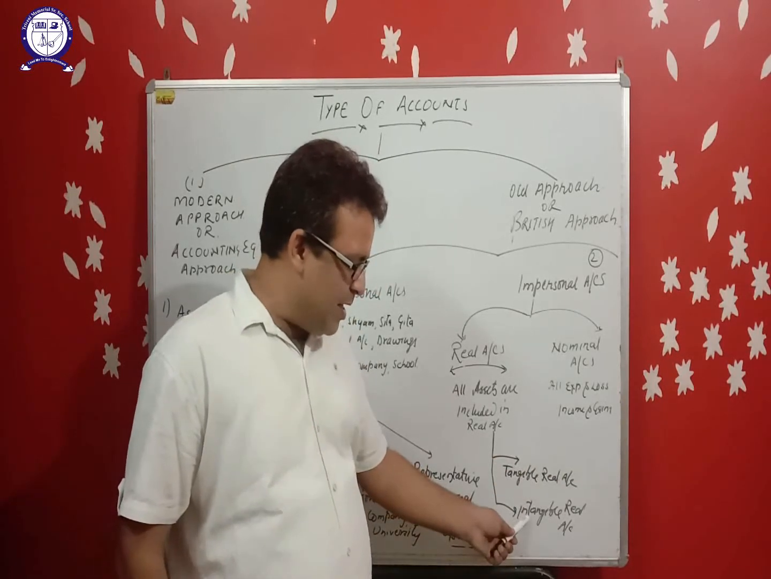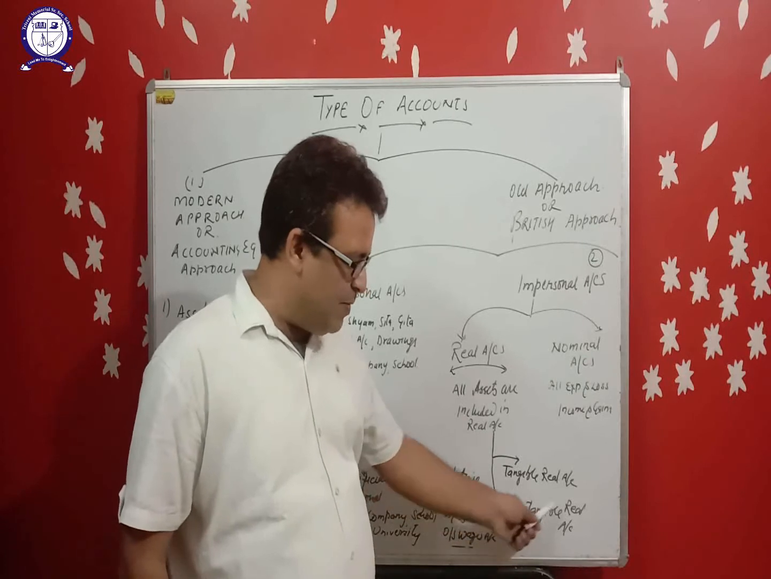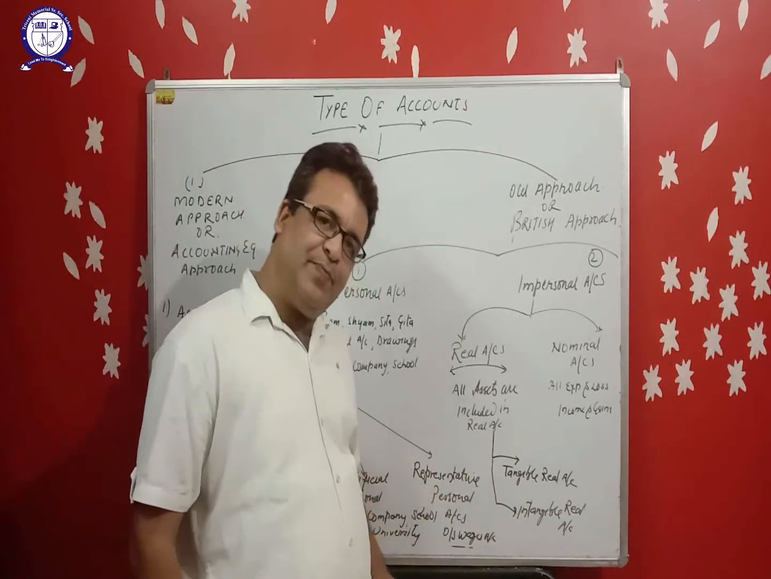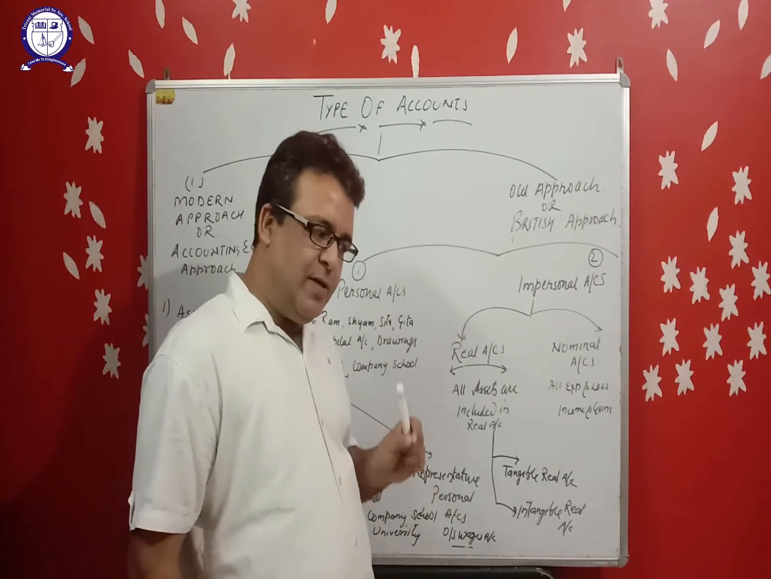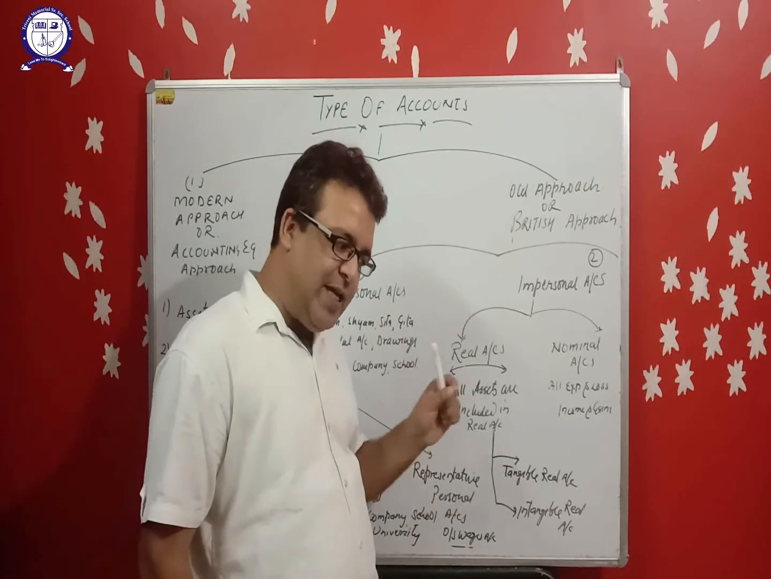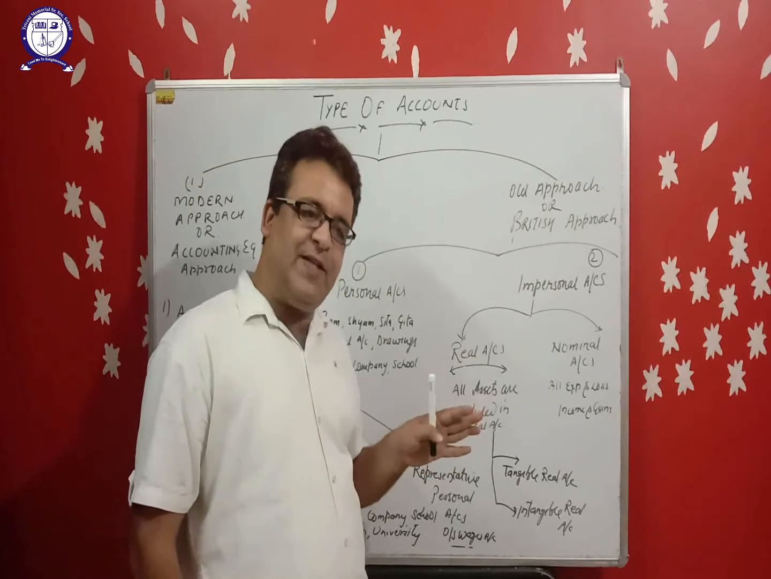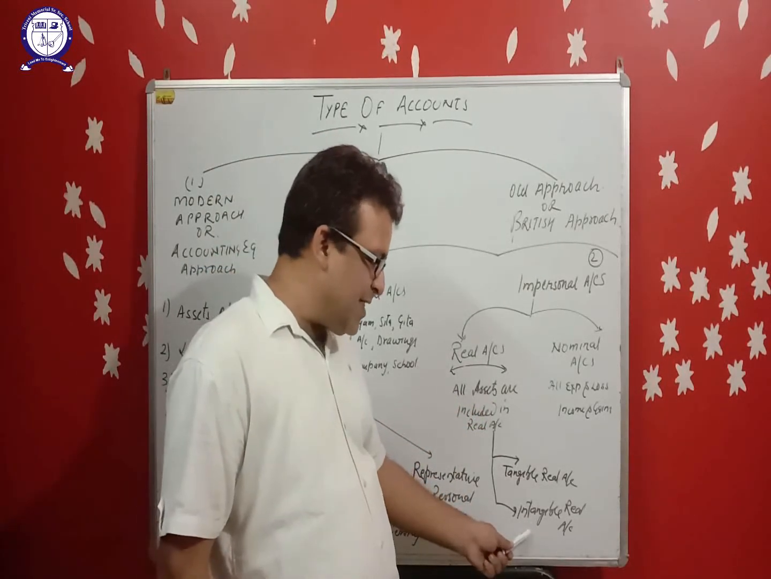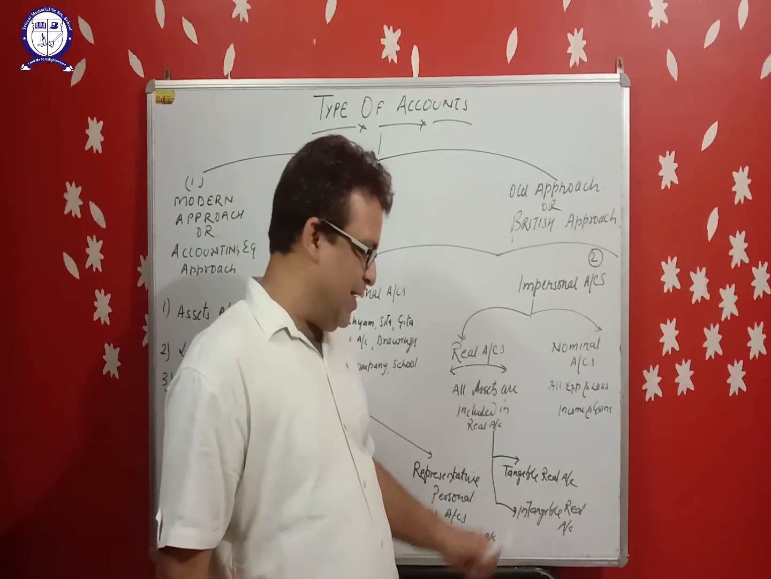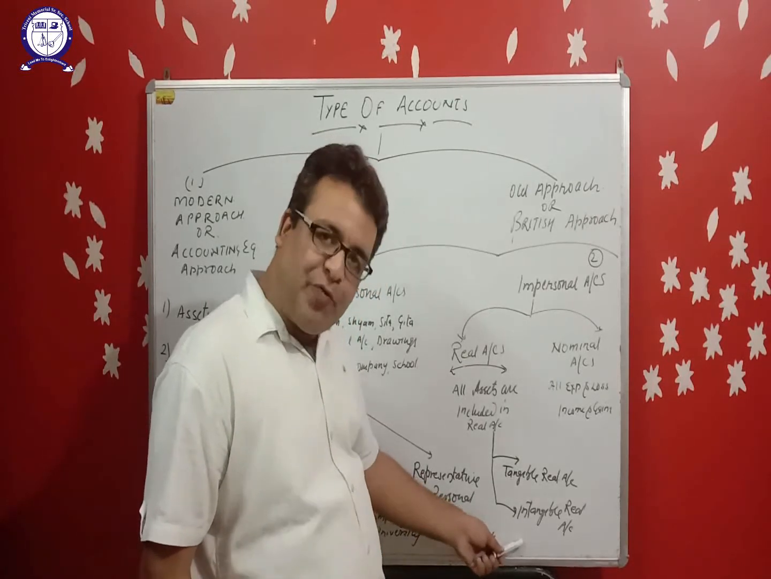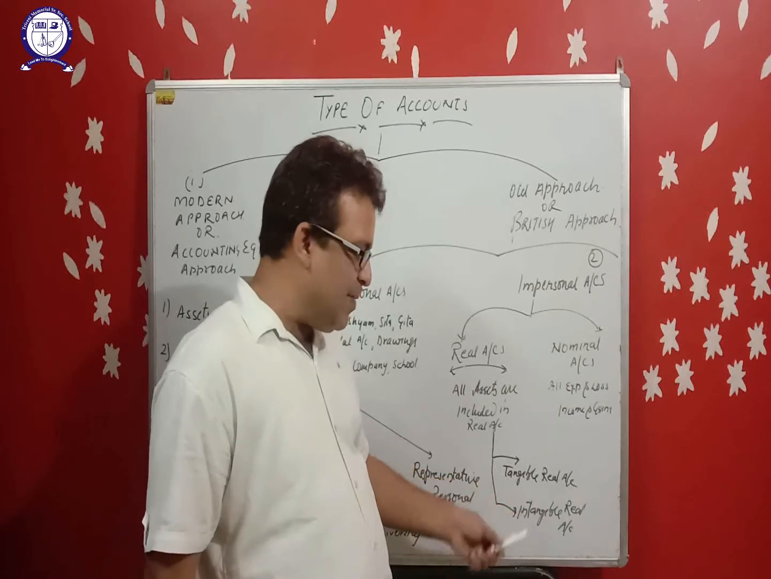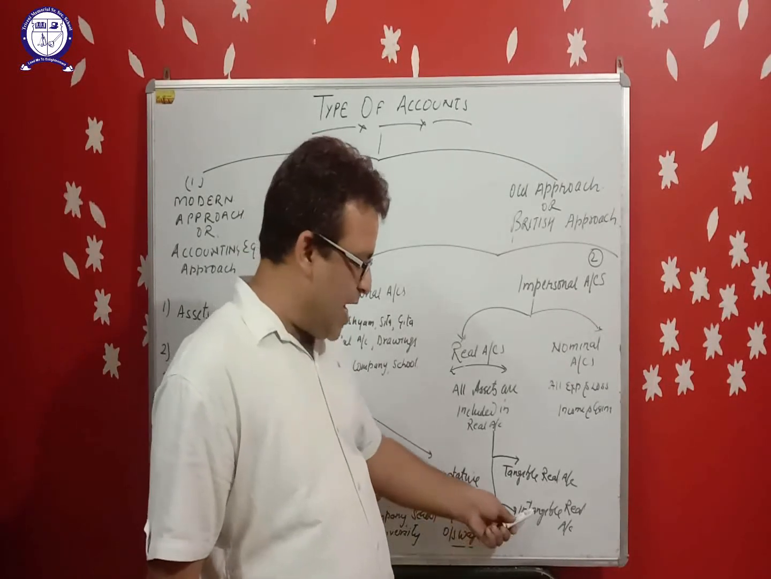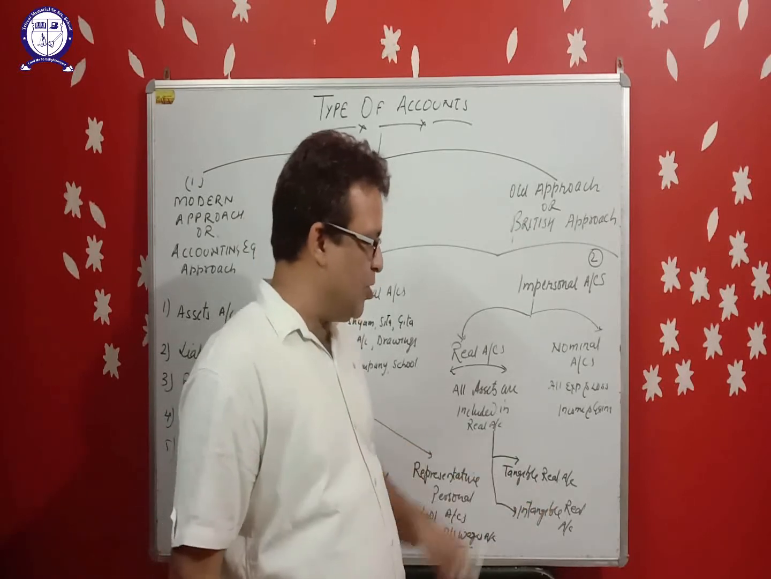Intangible assets accounts will be counted in intangible real accounts. What do you mean by intangible assets? Intangible assets are those assets which cannot be seen or touched, which do not have any physical existence. Goodwill, patents, trademarks, copyrights, computer software are some examples of intangible assets. So these are included in intangible real accounts.